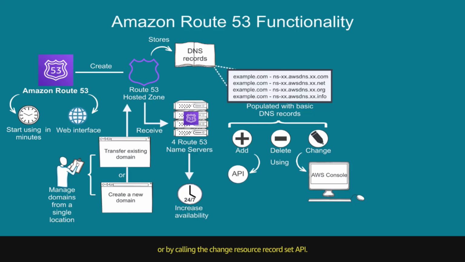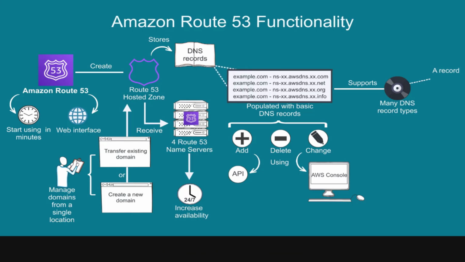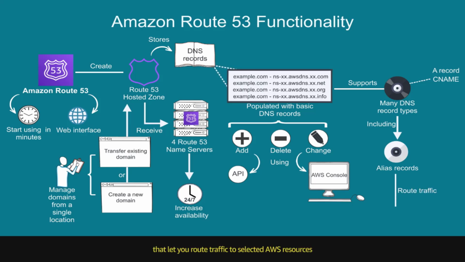Resource Record Set API. Amazon Route 53 supports many DNS record types, including A records that route traffic to a resource, such as a web server, and CNAME records that allow you to redirect one domain name to another. Route 53 also includes alias records that let you route traffic to selected AWS resources like Amazon S3 and Amazon CloudFront.